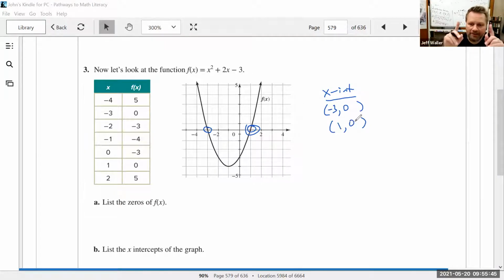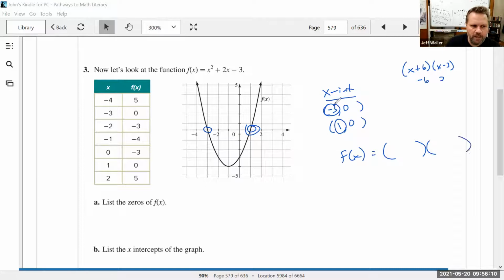Now watch. You guys ready? Remember how we just did one, and we knew that -6 and 3 were the zeros? So now we know -3 and 1. Can you figure out just from that what the factored form looks like? If it was X plus or minus something, what would -3 make 0? X plus 3, wouldn't that make it 0?